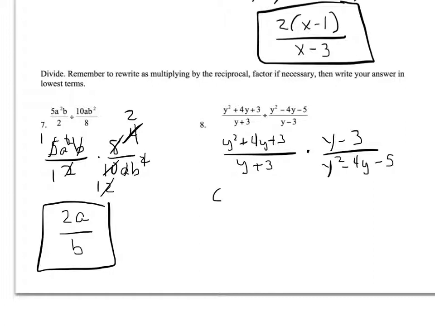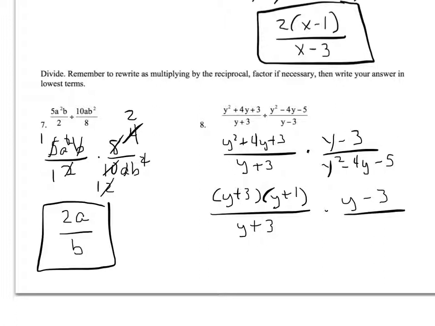So if I factor the numerator on the left side, a pair of numbers that multiplies to give me 3, adds to give me 4, would be positive 3, positive 1. So I'm going to factor that into y plus 3 times y plus 1. Notice my denominator on this one doesn't factor. It's just y plus 3. Times, if I move to the fraction on the left, that numerator does not factor, but the denominator will. So I need a pair of numbers that multiplies to give me a negative 5, adds to give me a negative 4. That means I need y minus 5 times y plus 1.